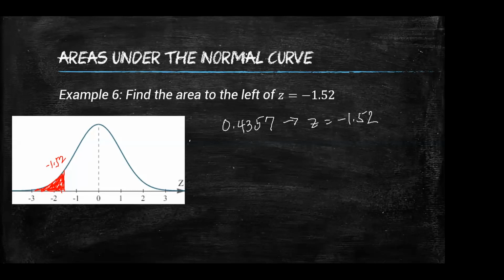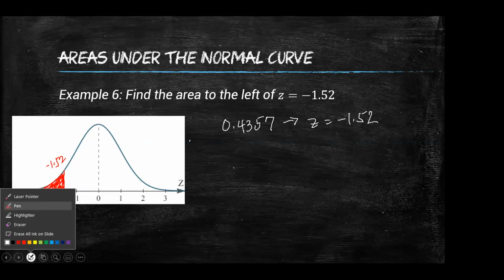Okay, let's check. O sige, check na tayo. Ayan. O habang nagta-type pa ng iba yung answers, o sige, kunin natin na. Class, the area between negative 1.52 and 0 is equal to 0.4357.